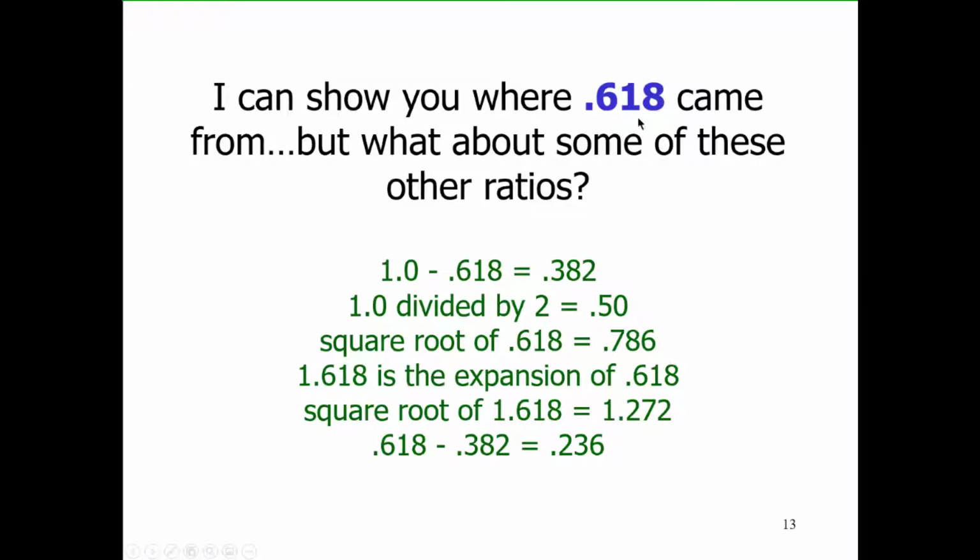Now, the 618 does come in between the numbers of the Fibonacci number series, but what about some of the other ratios? How are they related? So it's all related mathematically because if you take 100% minus the 618, that's where you get the 382. If you wonder where the 786 comes from, it's the square root of 618. The square root of 1.618 is 1.272. I use that all the time as my initial upside target. And just notice that all of these are actually related to each other.